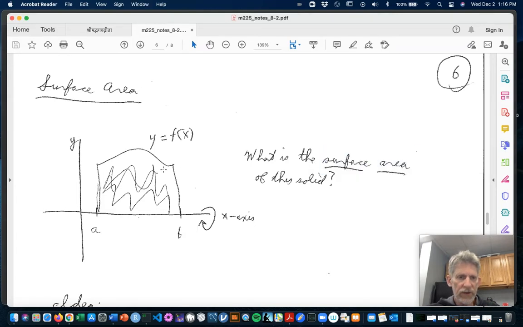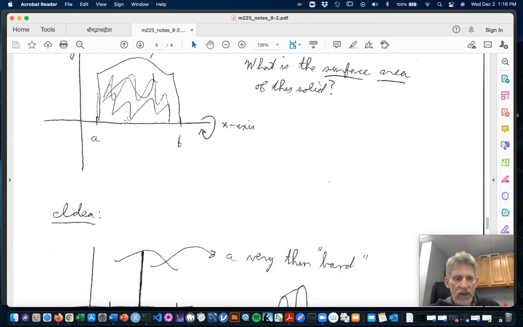Now, by the surface area, I don't actually mean all of the area of the surface, because there's a circular face on the left-hand side at x is a, and there's another circular face on the right-hand side at x is b. Those are pretty easy to find the areas of because you just need the radii. I'm interested in the side face, this curvy side face stuff. When I talk about surface area of a solid of this sort, I just mean the surface area along the sides. Can we find a nice formula for it?